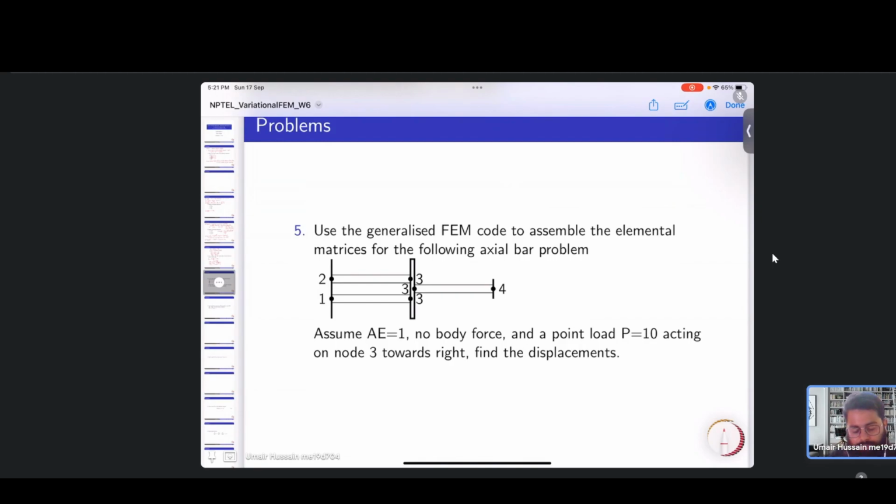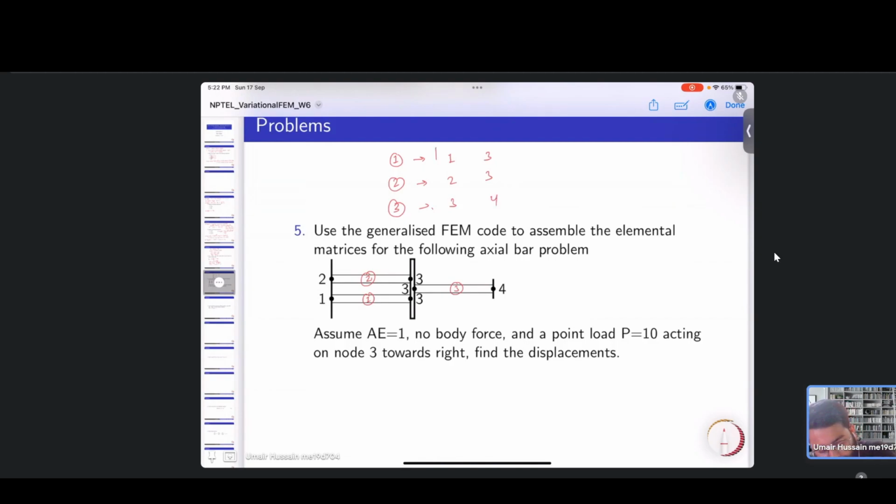Use a generalized FEM code to assemble the elemental matrices for the following axial bar problem. Assume AE equals 1, no body force, and a point load P equals 10 acting on node 3 towards right. Find the displacement. So we have three elements here. We'll mark this element 1, element 2, element 3. Element 1 has global nodes 1 and 3, element 2 has global nodes 2 and 3, and element 3 has global nodes 3 and 4.